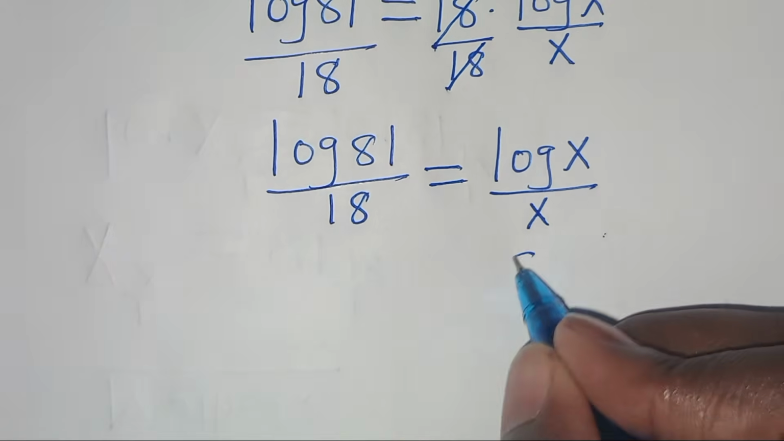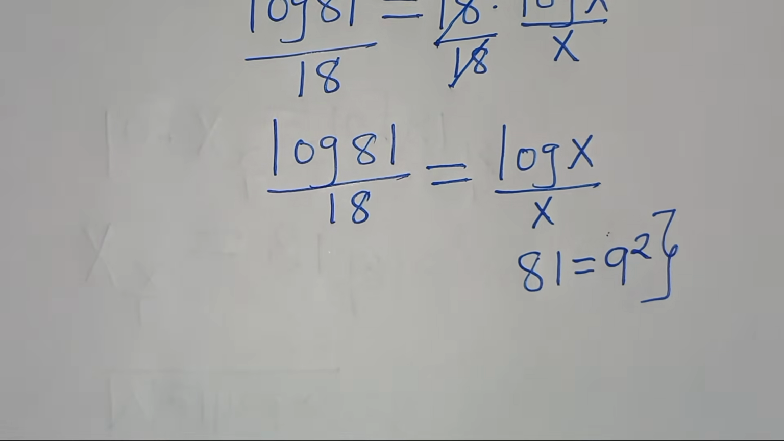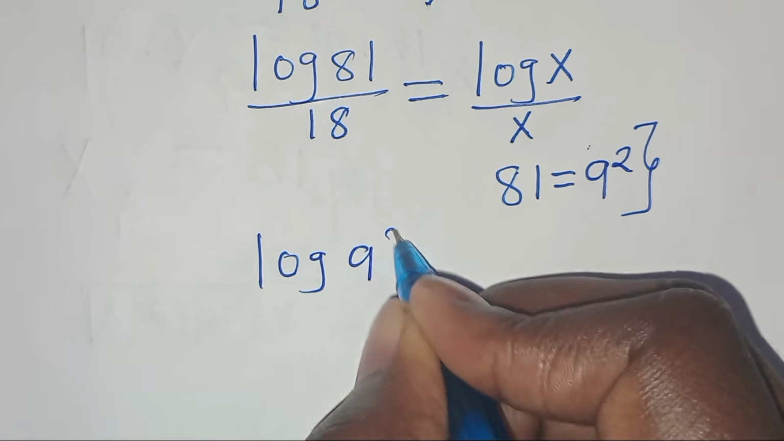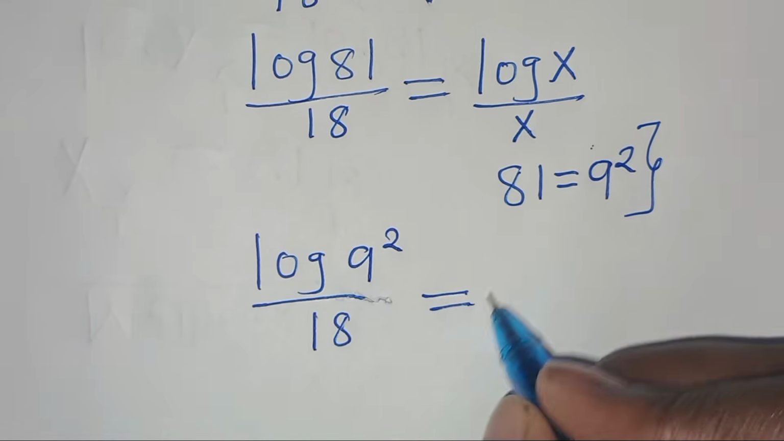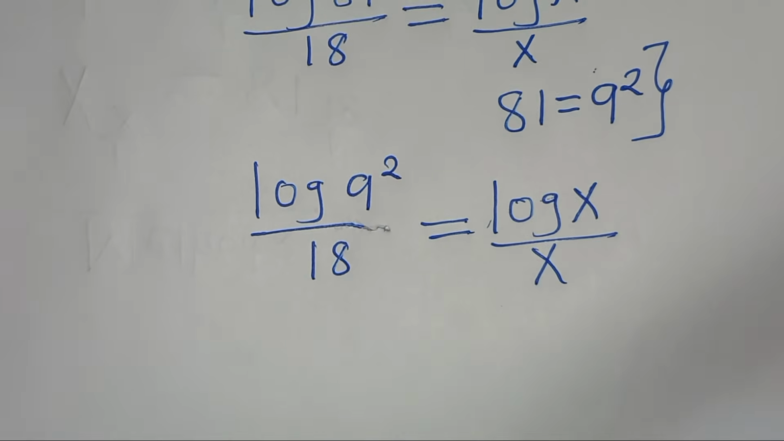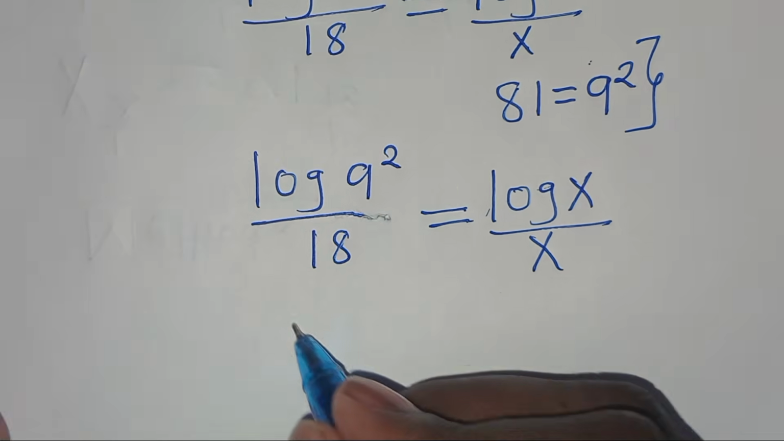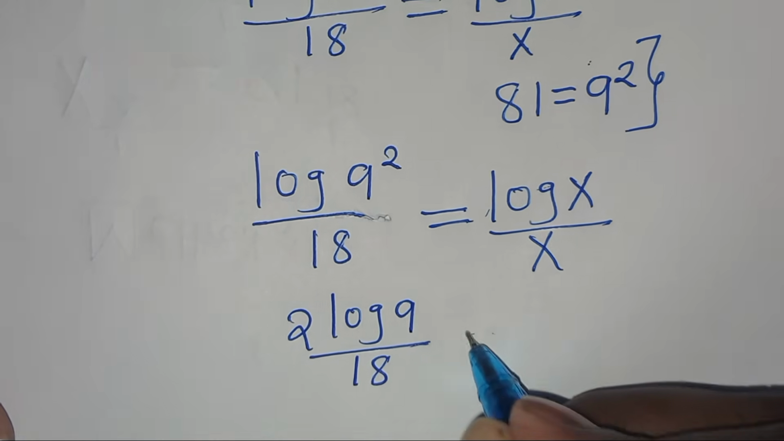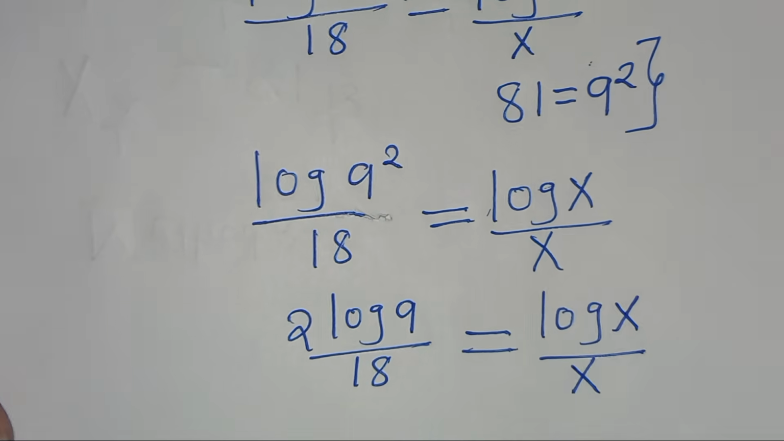The next step is that we can express 81 as 9 to the power of 2. So that now we have log 9 to the power of 2 divided by 18. This is equal to log x divided by x. Applying the power property here, log 9 to the power of 2 becomes 2 log 9 over 18. This is equal to log x divided by x.